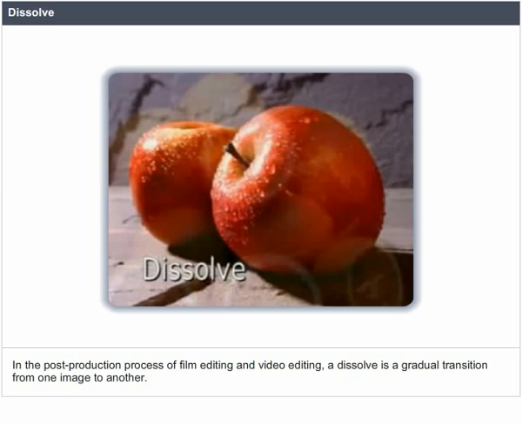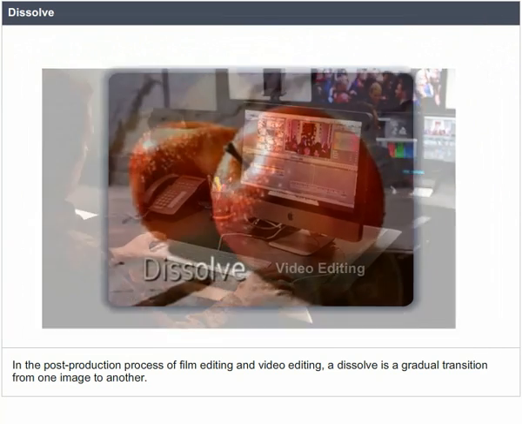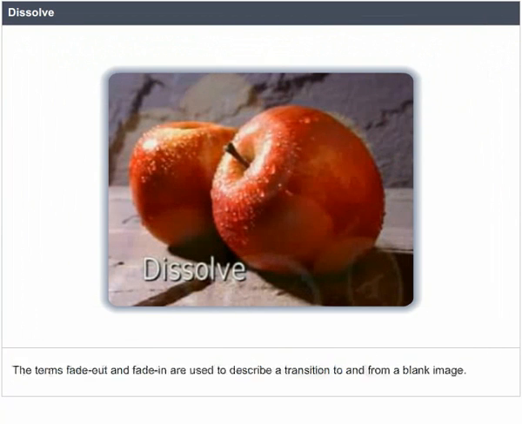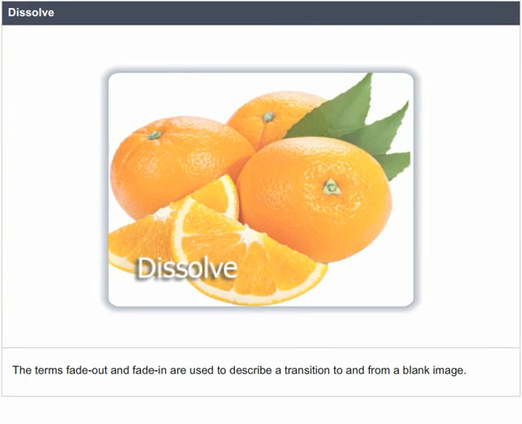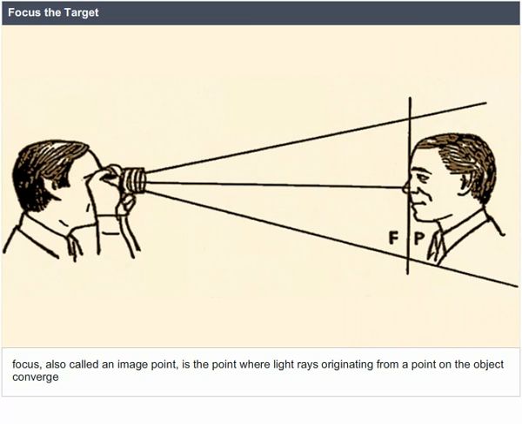Dissolve. In the post-production process of film editing and video editing, a dissolve is a gradual transition from one image to another. The terms fade out and fade in are used to describe a transition to and from a blank image. Focus, the target. Focus, also called an image point, is a point where light rays originating from a point on the object converge.